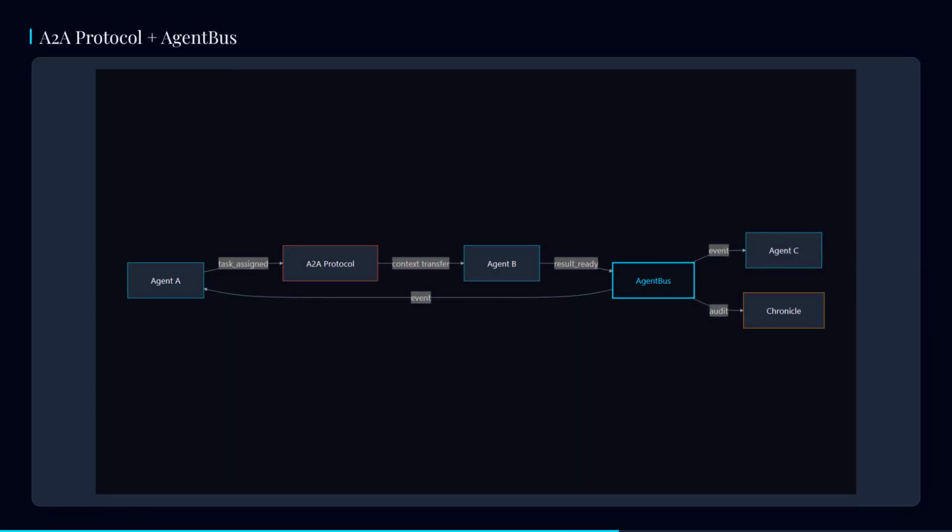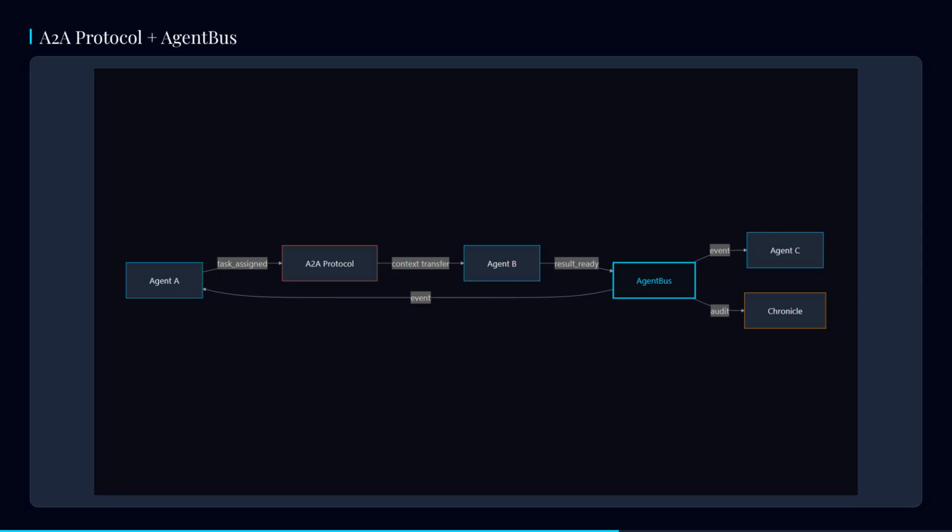A2A protocol plus agent bus. 2 systems handle inter-agent communication. The A2A protocol provides structured agent-to-agent handoffs. When Agent A needs to pass a task to Agent B, the full context transfers: original request, intermediate results, capability requirements, and deadline. Agent bus handles cross-agent event propagation: task_assigned, result_ready, escalation_needed, context_shared.